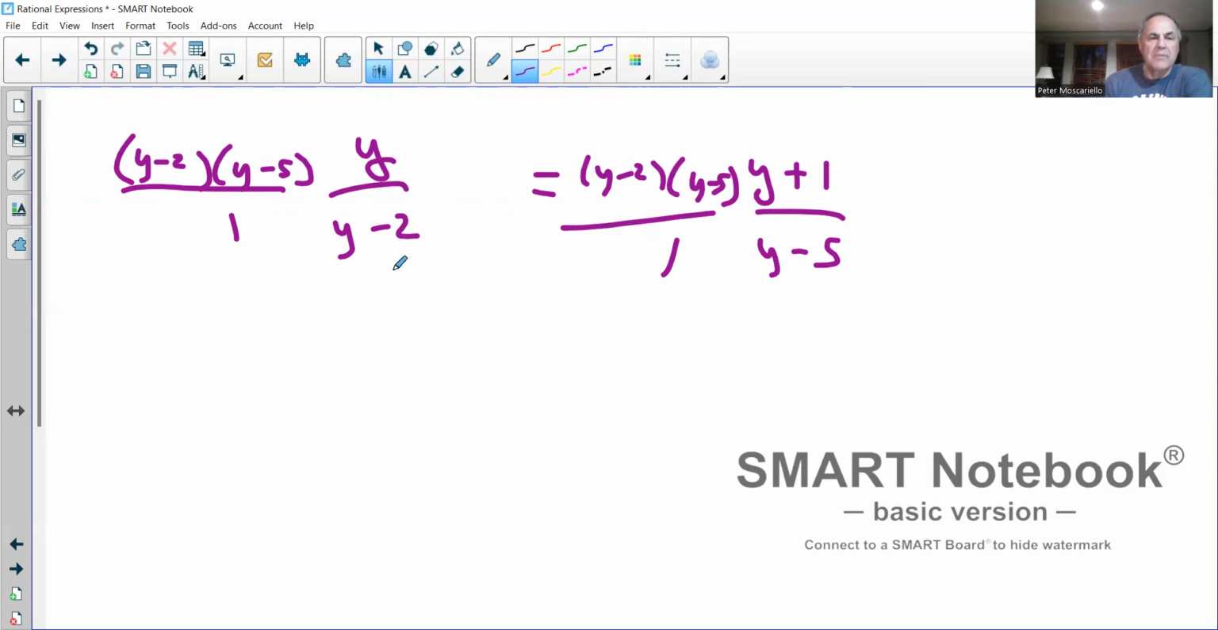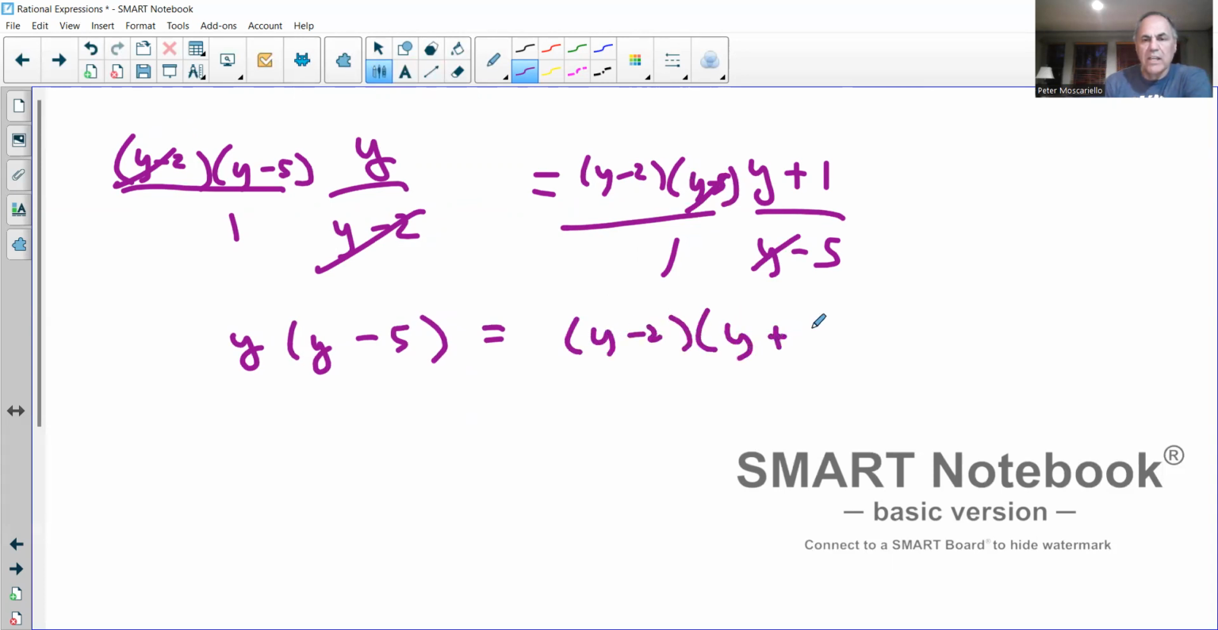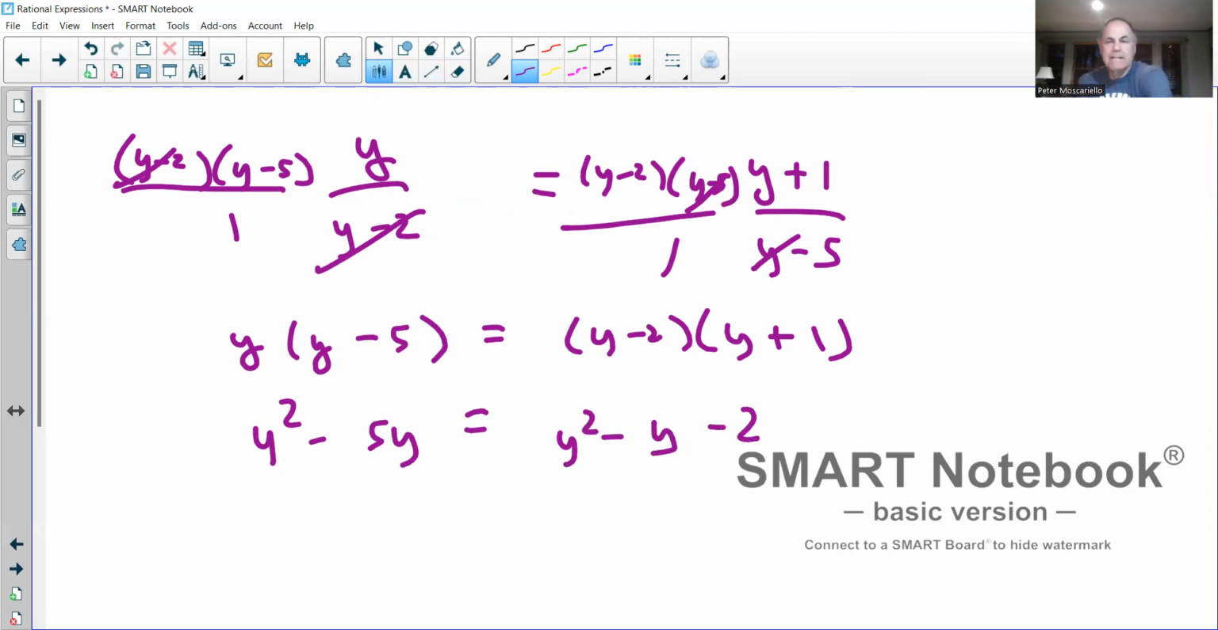Okay, and we cancel. Y minus 2, y minus 2. I'm left with y minus 5 times y. Do it this way. Cancel y minus 5. I'm left with y minus 2, y plus 1. Okay, it's a little more interesting now. Distribute here, y squared minus 5y, and FOIL here, you'll end up with this when you collect like terms and all that. Okay. We've got quadratic, alert, alert. We got y squared, it's quadratic.